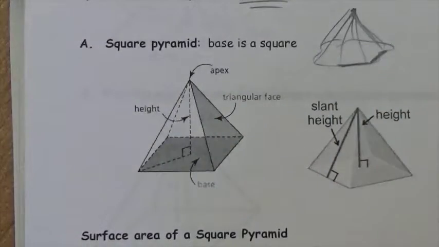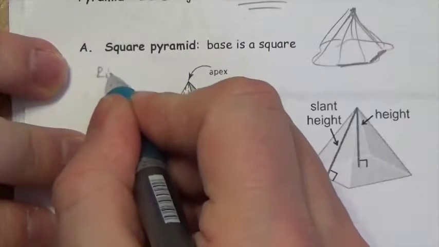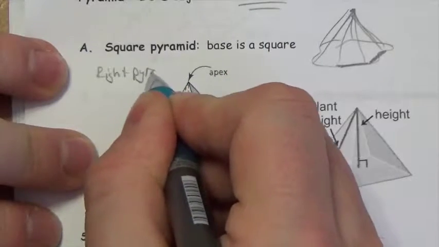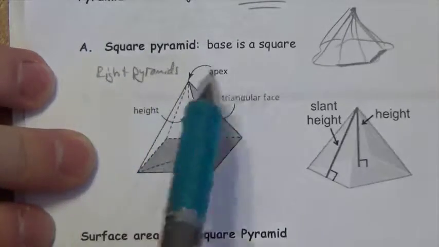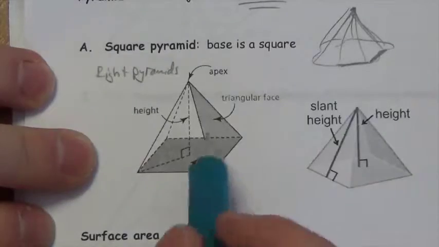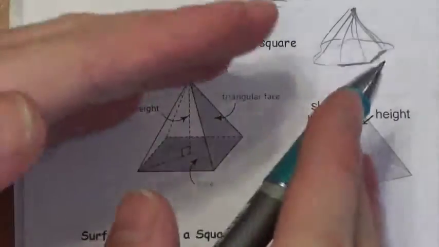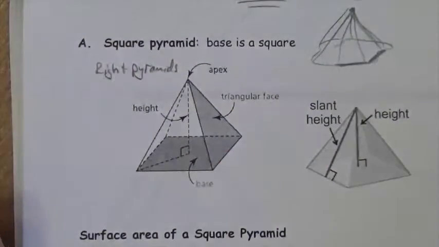One of the things you have to be aware of here is that in the vocabulary, sometimes you're going to see these referred to as right pyramids. What we mean by that is that the apex of the pyramid is going to be directly above the center of the shape, at a right angle. It's not going to be skewed off to any side. It's going to be right dead center.